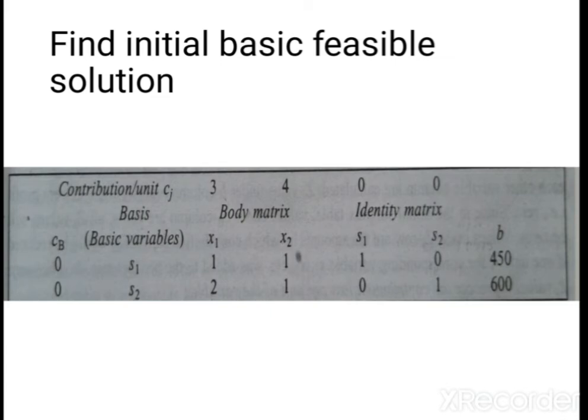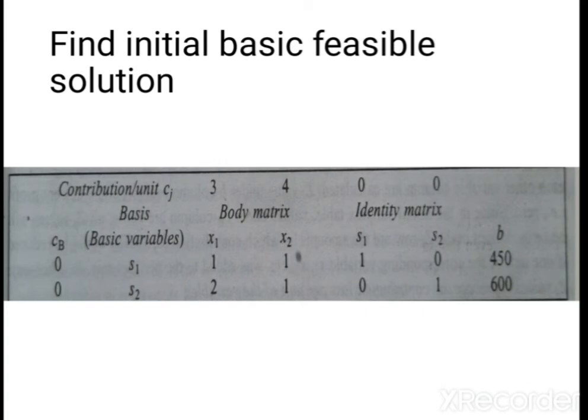The second column is the basic variables column, the basis column. It represents the basic variables of the current solution. So what are the basic variables of the current solution? S1 and S2. So you write S1, S2 there. The basic variables are the slack variables S1 and S2.